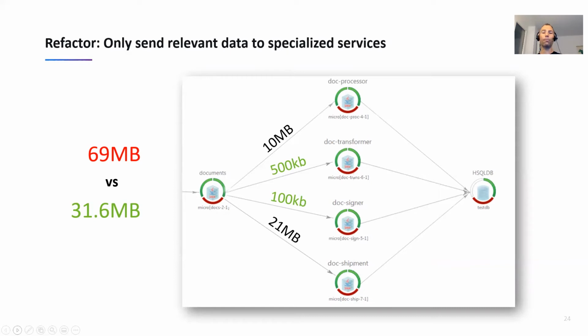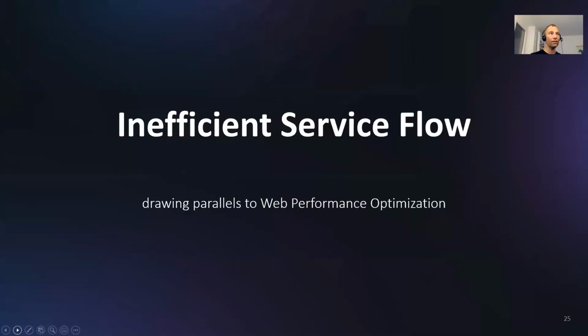Therefore, sending a lot of network bandwidth, a lot of CPU for analyzing and parsing the docs all the time. So these are the things that we need to look out for. Another thing, inefficient service flows. This is where I'm drawing parallels to web performance optimization.